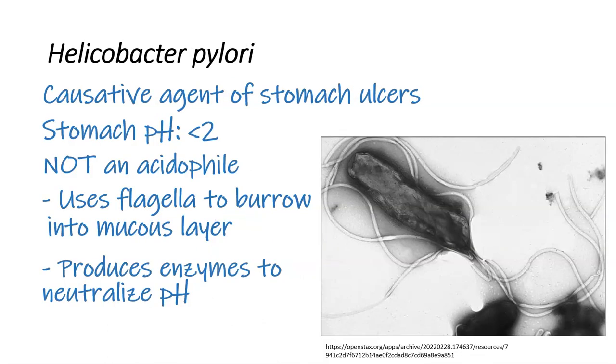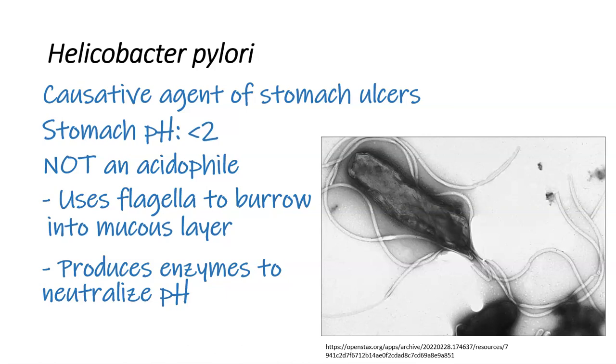Now, Helicobacter pylori is an interesting exception. It grows in the human stomach, and it can cause stomach ulcers. Hydrochloric acid is present in the stomach, and it creates an extremely acidic environment, and that is part of our defenses. That helps prevent many microorganisms from getting into the body through the GI tract. So the pH of the stomach is around 2. But Helicobacter pylori is not an acidophile.